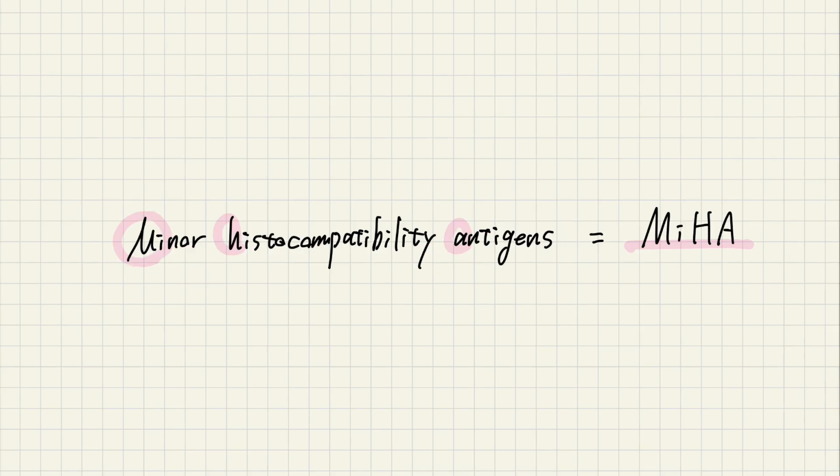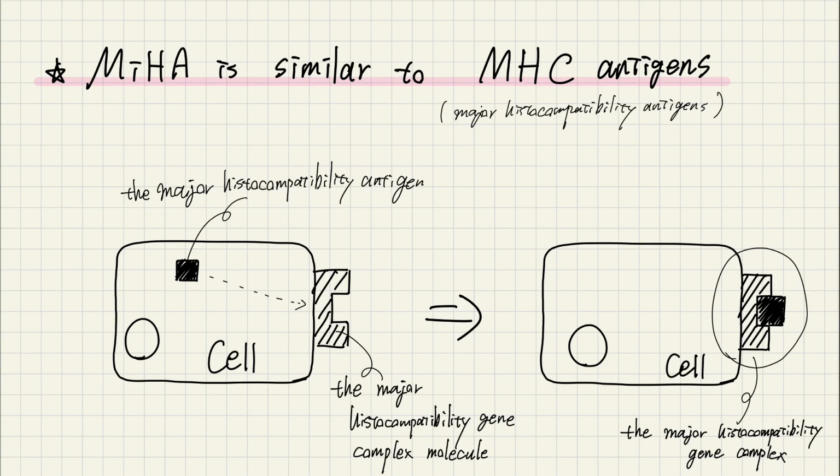First, let's talk about what minor histocompatibility antigens are. Minor histocompatibility antigens, also known as MiHA, are peptides that are present on the surface of cells of donated organs, mainly in organ transplants. This also relates to the immune response to organ transplantation. Here, a similarity to this is the major histocompatibility antigen, MHC antigen. It forms the major histocompatibility complex, MHC, by binding to the major histocompatibility complex molecules.